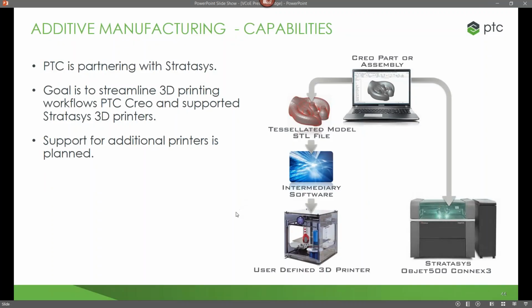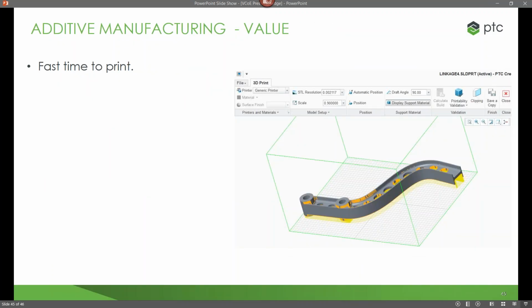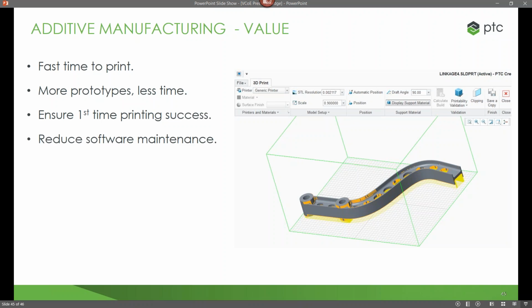And just to wrap up the entire presentation with that additive manufacturing section, we're getting fast time to print, doing more prototypes in less time, and having those prototypes actually be more worthwhile. We're not finding problems that we could have found in a simulation or a 3D print validation. We're actually testing to see if it's going to work in its current capacity. Ensure those first time printing successes. We don't ever want to have to fail those. And reduce software maintenance of having to jump between all those different pieces of software to get this to its final printable stage.